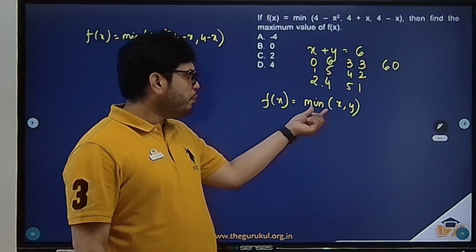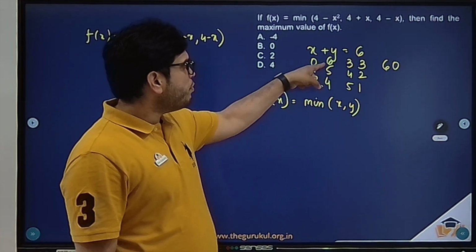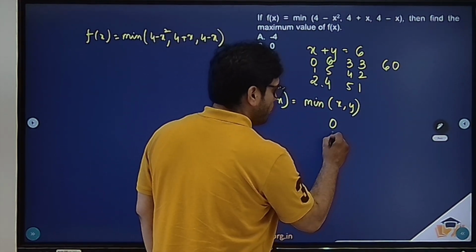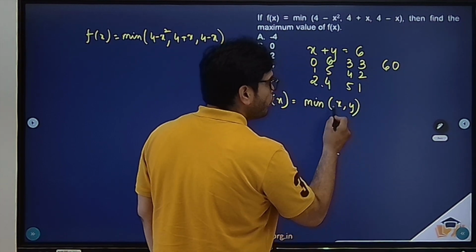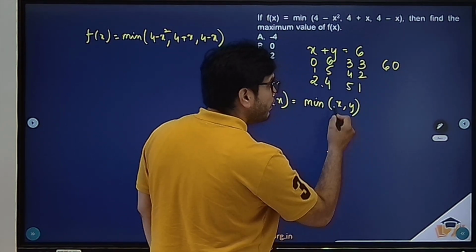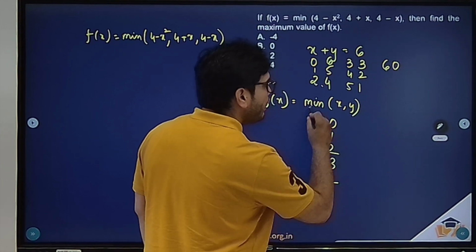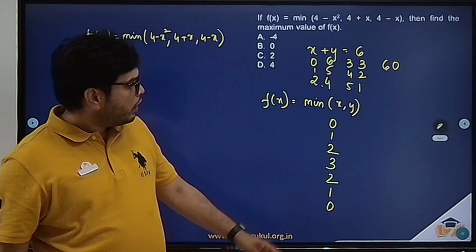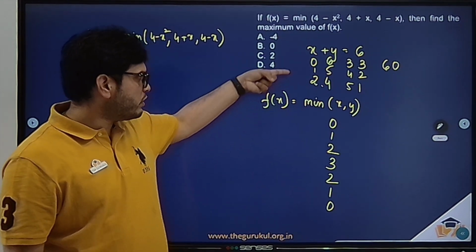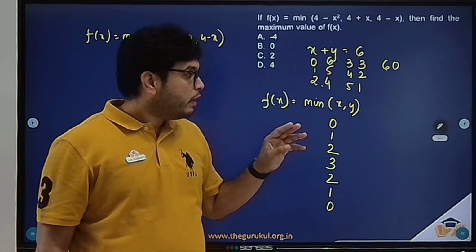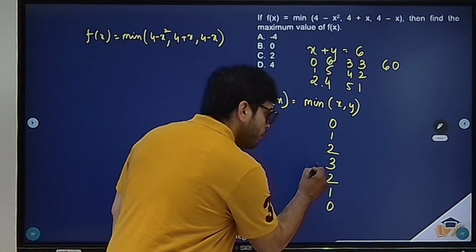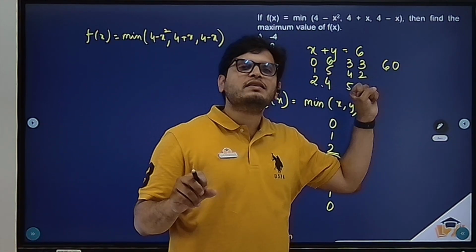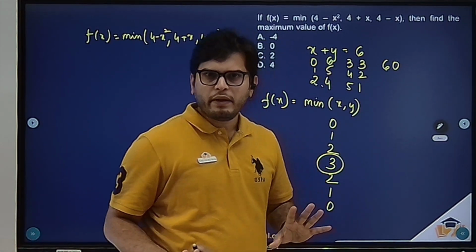Now f of x is equal to the minimum of x comma y. Now what is the minimum of 0 comma 6? 0. Minimum of 1 comma 5? 1. Minimum of 2 comma 4? 2. Minimum of 3 comma 3? 3. Minimum of 4 comma 2? 2. Minimum of 5 comma 1? 1. Minimum of 6 comma 0? 0. Right. Now these are the corresponding values of f of x for the set of values x and y. Now when is f of x maximum? The value of f of x is 3 and that is maximum when x is equal to y. Same logic can be applied here as well.